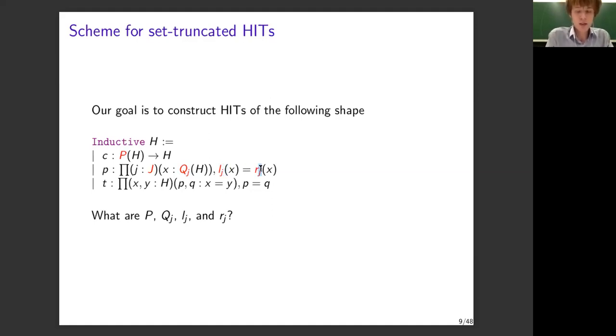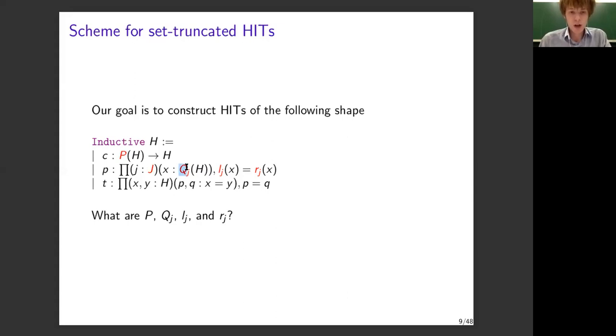And for that, you need to note first that there are some dependencies. So when we were defining the circle, the path loop depends on the constructor base. So the path constructor depends on the point constructor. So P depends on C. So when we're defining all possibilities for Lj and Rj, there must be a parameter P which describes the type of the point constructor.